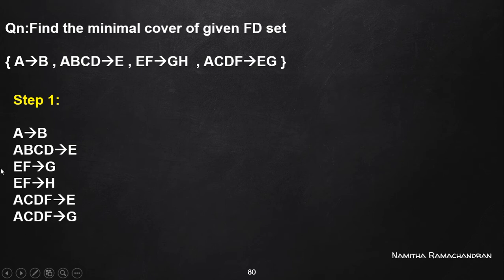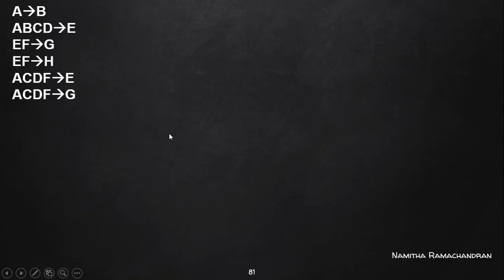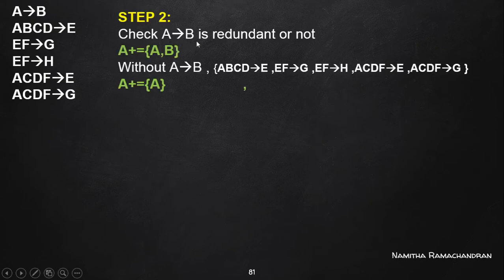Okay, so use this as the input to the second step, and check the redundancy of each and every dependency present in this set. So start with the A implies B. For that, what do we want to check? First find the closure of A. We want to check whether A implies B is redundant or not. So find the closure of A from this set, which is actually A comma B.